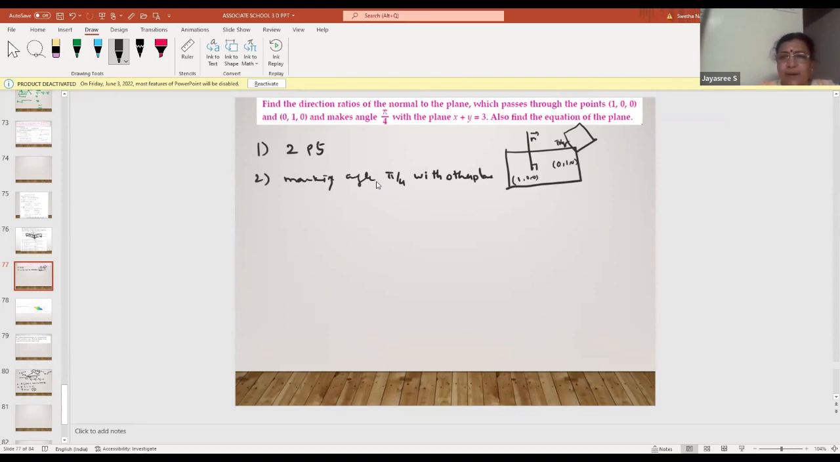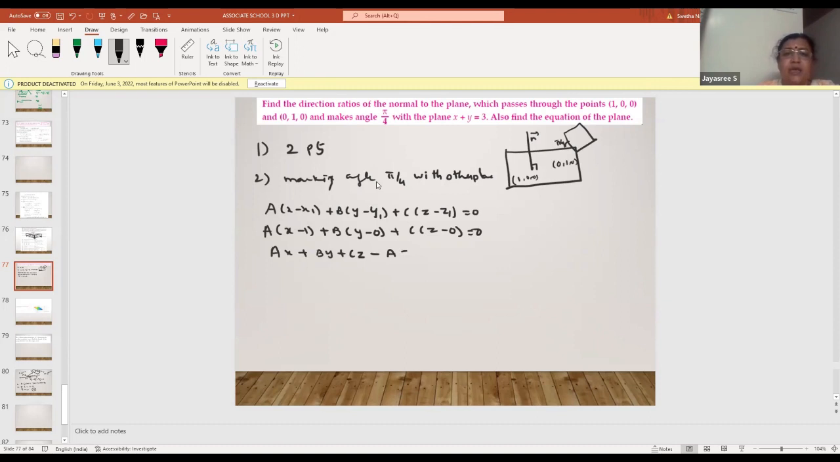So first we will write the passing through the point formula: A into x minus x1 plus B into y minus y1 plus C into z minus z1 is 0. Passing through the point 1, 0, 0 I am taking. So A into x minus 1 plus B into y minus 0 plus C into z minus 0 is 0. So this can be written as AX plus BY plus CZ minus A equal to 0. This I am making as first equation.